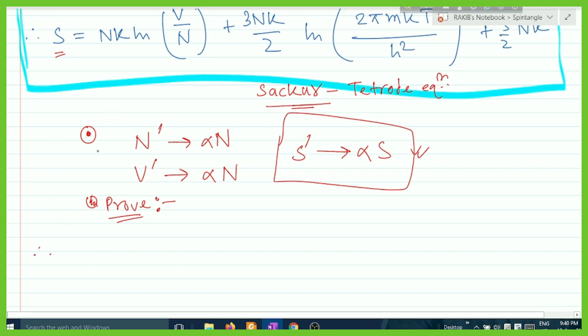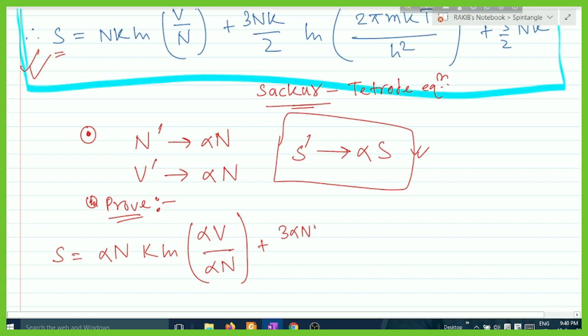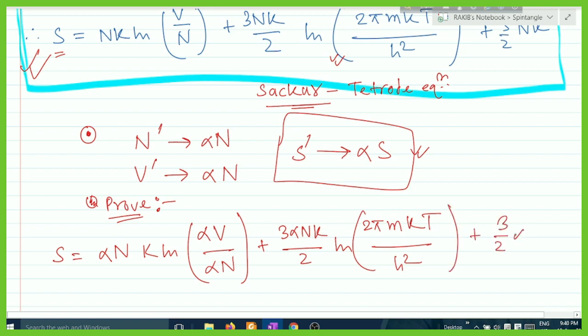So put this thing here, proof here. What does entropy become? In place of n, what comes? Alpha n, k, ln. What comes in place of v? I am writing this from this formula. Okay, alpha v by alpha n plus 3 alpha nk upon 2. Here comes a ln, and there will be 2 pi mkT by h squared. I think this term will not change. mkT by h square, and in this term 3 by 2 alpha nk.